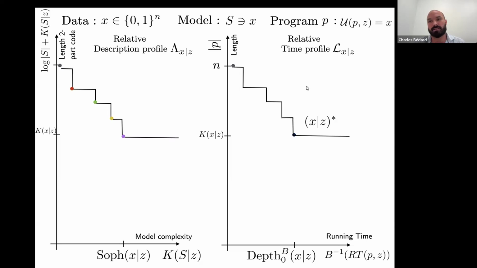And the same thing for the time profile. We're looking for programs that can compute x, but they already have z sitting on the tape. Their running time might get longer because they might use the non-trivial halting information in z to run for very long, alongside p. So these are somewhat canonical ways of getting the relative complexity profiles.